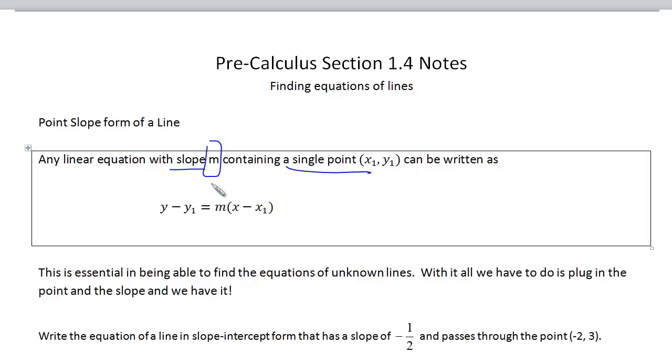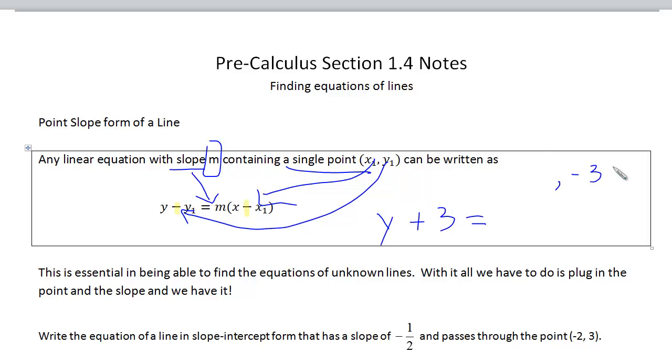So you would simply just plug these in. The slope would go there, the x-coordinate of the point, and the y-coordinate of the point. Notice one thing here is that these are subtraction. So if you had, say, y plus 3 as part of your equation, you need to understand that the formula is y minus y sub 1. So this is actually a negative y value for the point. So just a quick thing to note there.